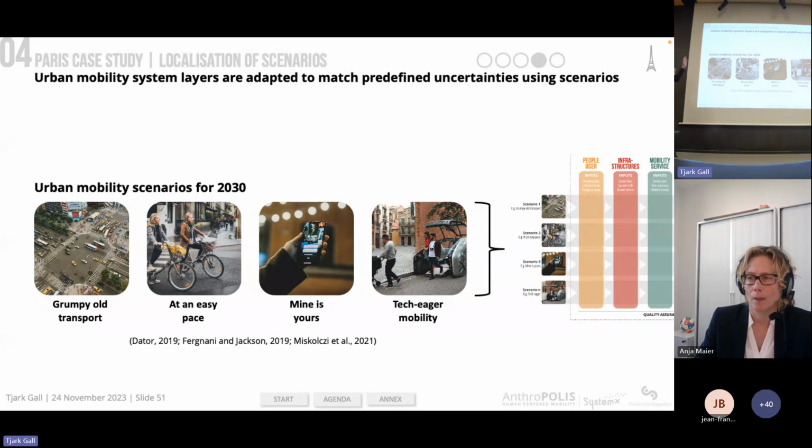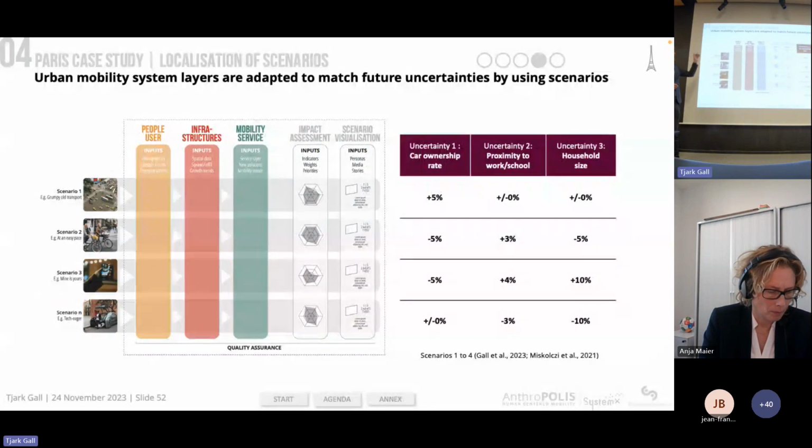I'm not going to talk about all the different steps, but just try to outline the key elements. We took a couple of urban mobility scenarios, in this case, archetypical mobility scenarios for 2030, which were developed by Moeckel and others. From the old transport, we continue as things have been. At an easy pace, we transition a little bit as we have been doing in the last years, talking about sharing, mobility as a service, and so on. And tech mobility, let's say autonomous vehicles and other kinds of technological solutions. Then we look at different trends. So trends is, let's say, the population growth, but we also look at uncertainties such as changing car ownership rates, proximity to work and school or household size, and see how we can integrate them in the simulations. So here you see some examples of, for example, an increase of 5% under 2030, a decrease of 10%, and so on.